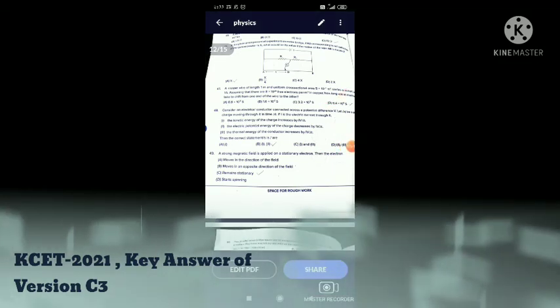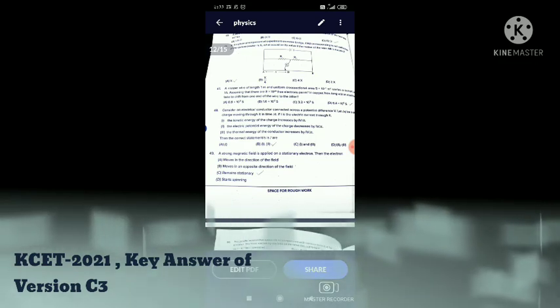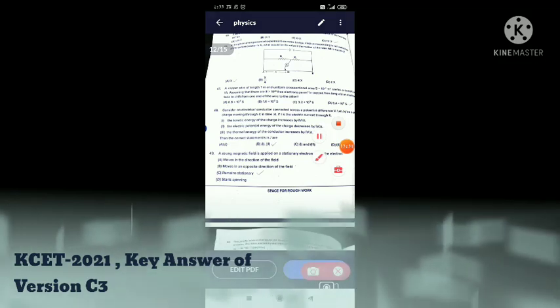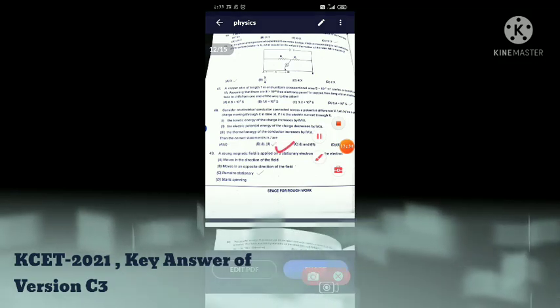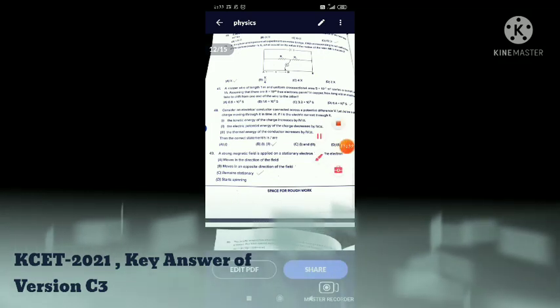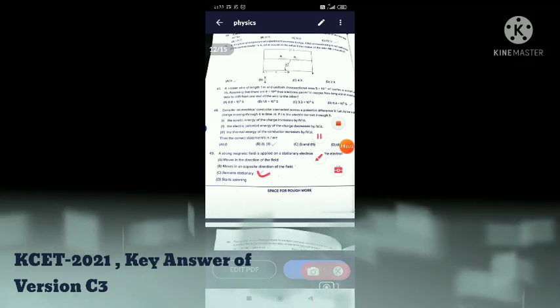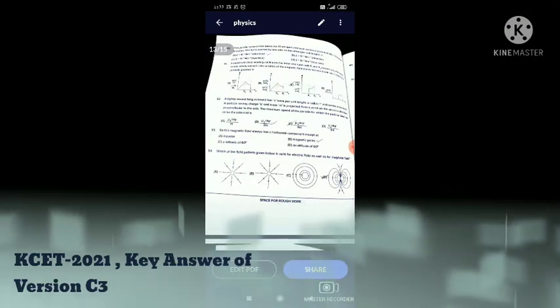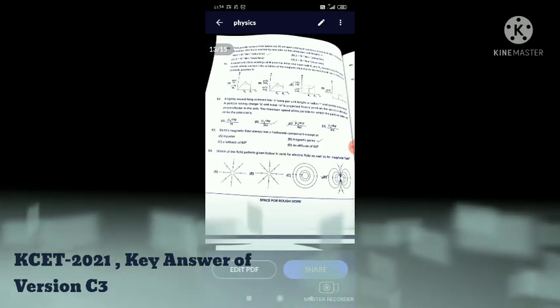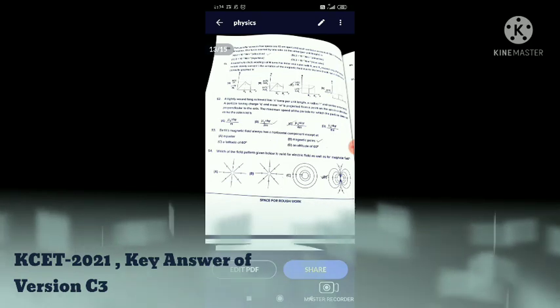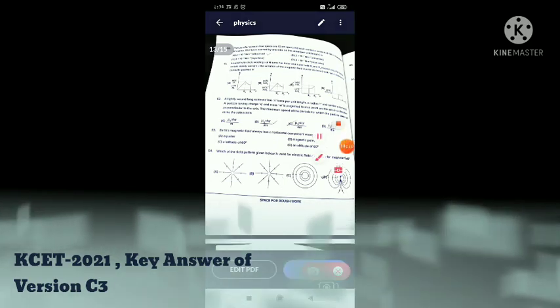For 48: consider an electrical conductor connected across a potential difference V. Let Q be a small charge. For the 48th question, the correct answer is B, 1 and 2. Next, 49: A strong magnetic field is applied on a stationary electrical conductor, then the electrons... For this question, C is the correct answer. Next we will move to the 50th question. The 50th question says, two parallel wires in free space are 10 cm apart and each carries a current of 10 A. For the 50th question, the correct answer is answer A.